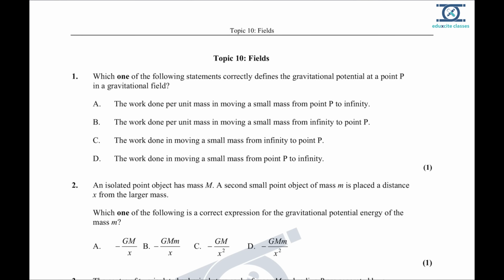Hello students, today we will solve topic 10, that is fields, for MCQ paper 1.